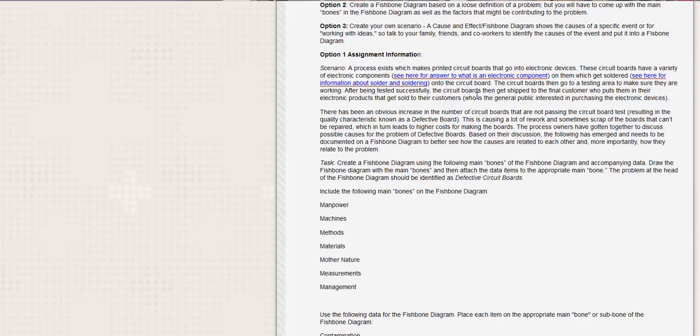There's been an obvious increase in the number of circuit boards that are not passing the circuit board test, which has been caused by the characteristic known as the defective board. This is causing a lot of rework and sometimes scrap of the boards, which leads to higher costs for making them. The process owners have gotten together to discuss possible causes for the defective boards. Based on their discussion, the following has emerged and needs to be documented on a fishbone diagram.